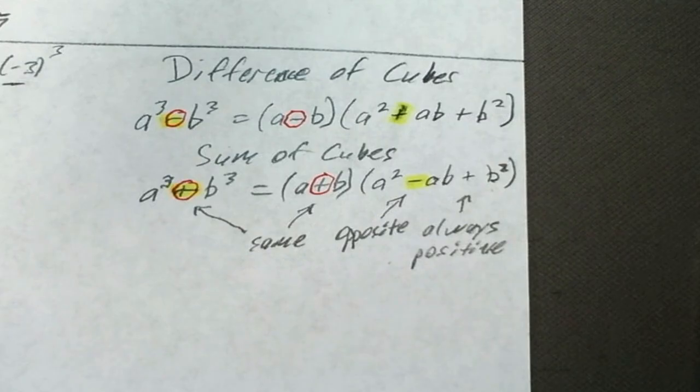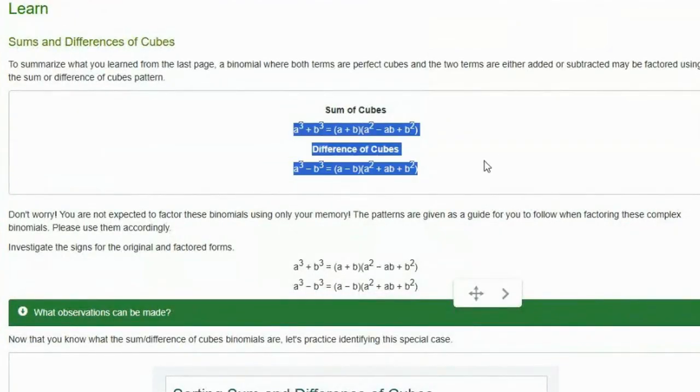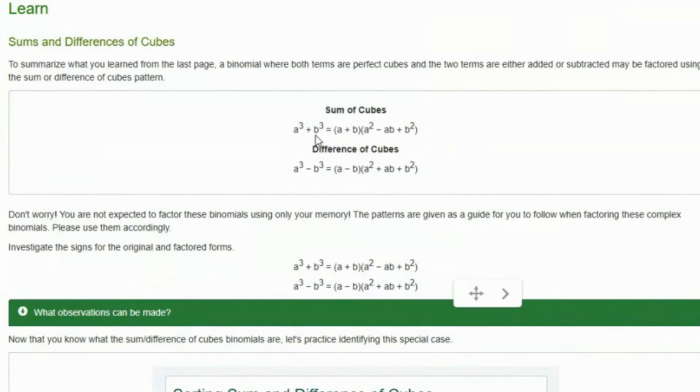It is here in our lesson as well. It is right here at the page 2, right here at the top. A third plus b third is a plus b, a squared minus ab plus b squared. Difference, when you have a minus, is a minus b, a squared plus ab plus b squared. Perfect. Don't worry, you're not expected to factor these binomials using only your memory. These patterns are given as a guide to follow. You can just use them accordingly.